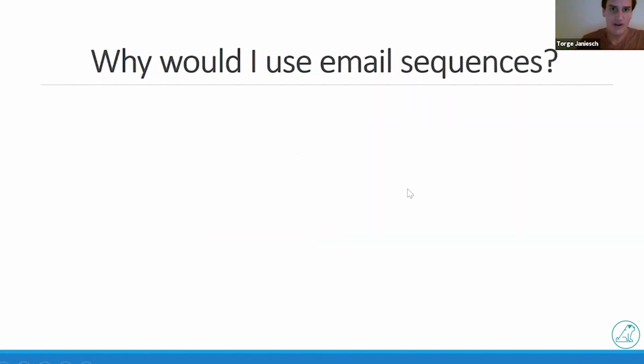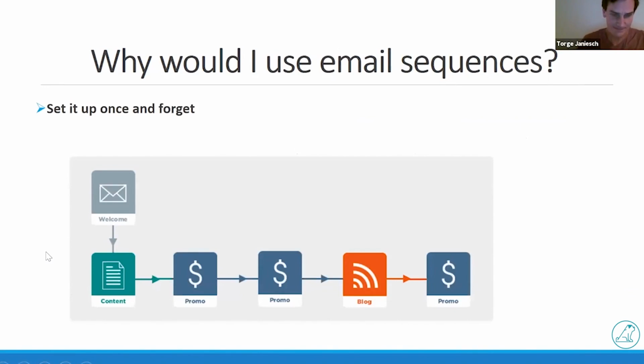The question is, why should you use email sequences? Well, one of the main benefits is you set it up once and then you forget about it. Well, it's not completely true, because if you're a professional email marketer, you want to tweak this here and there, and you want to optimize it to make some better sales or to increase the conversion rate. But basically, the idea is you set it up once, and the person gets email and email and email over and over. It's a one-time task for you.